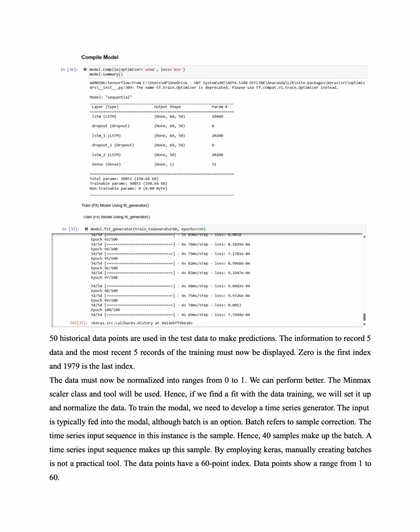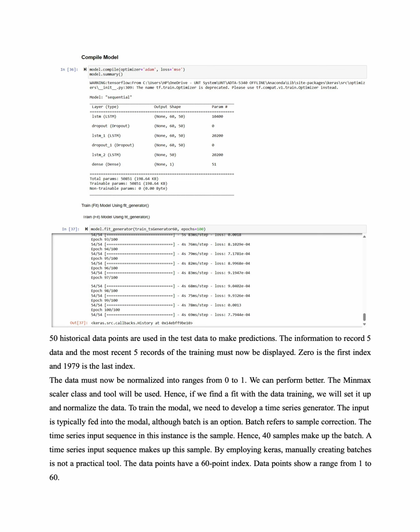So the same model has been used, compiled using the Adam optimizer and MSE. 50 historical data points are used in the test data to make predictions. So the first 5 records and the most recent 5 records of the training data must now be displayed. The data must now be normalized into a range from 0 to 1. We can perform better. The MinMaxScaler class and tool will be used.